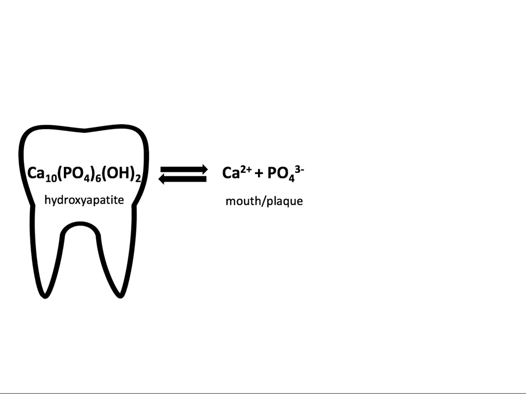Alright, so now we can talk about how cavities work. And this is super interesting. I really hope you find this as fascinating as I do. So there's an equilibrium that we can see here constantly going on between hydroxyapatite in the tooth and the free calcium and phosphate ions that are floating around in the mouth and in the plaque covering the teeth. Calcium and phosphate ions are constantly being traded back and forth from the tooth to the mouth and the plaque and back to the tooth and so on.